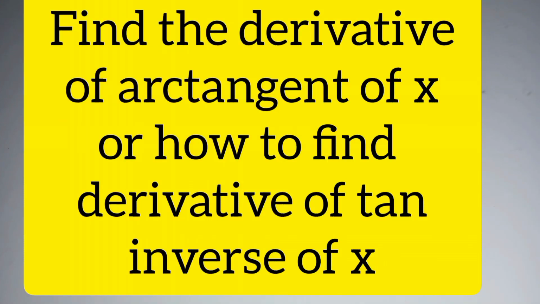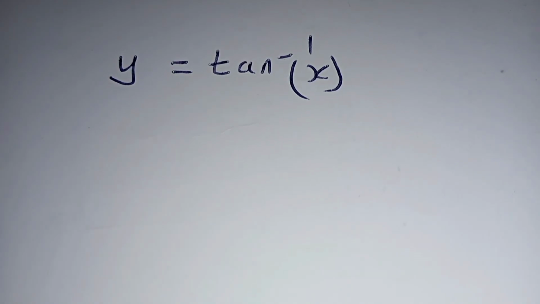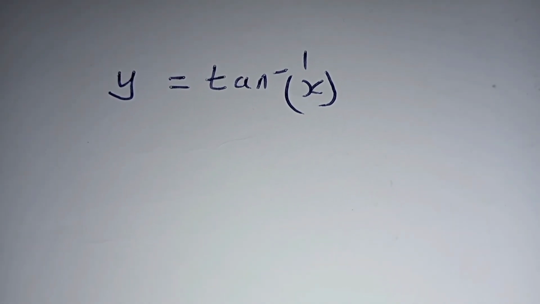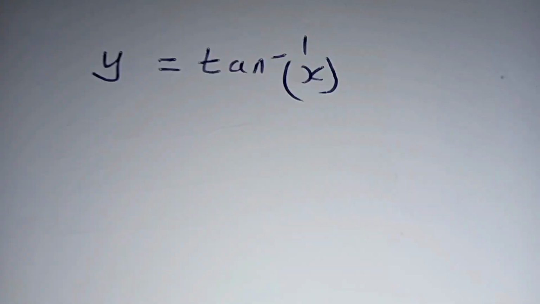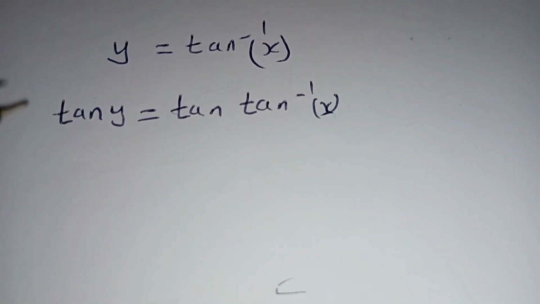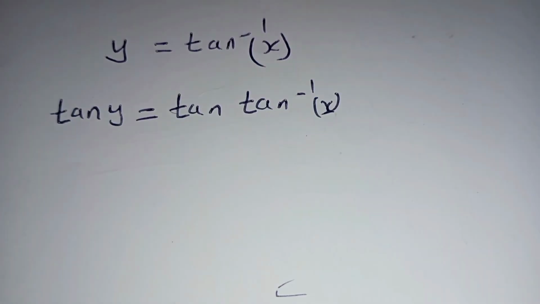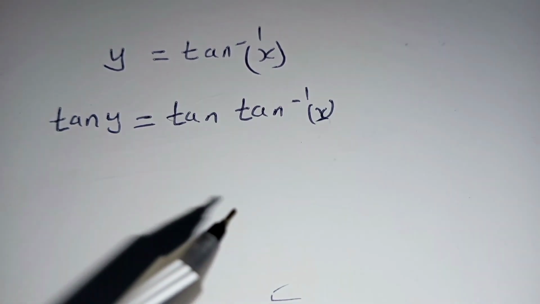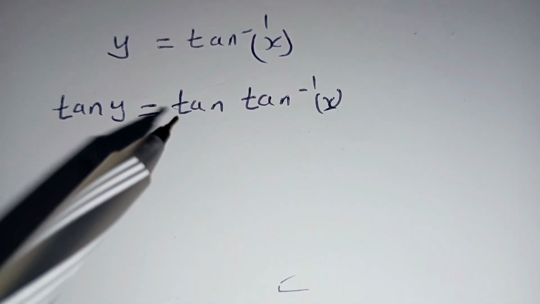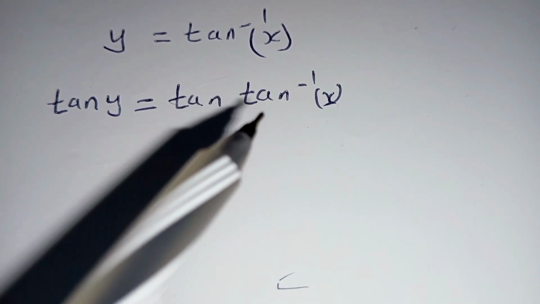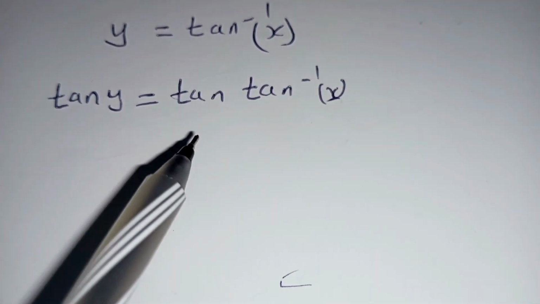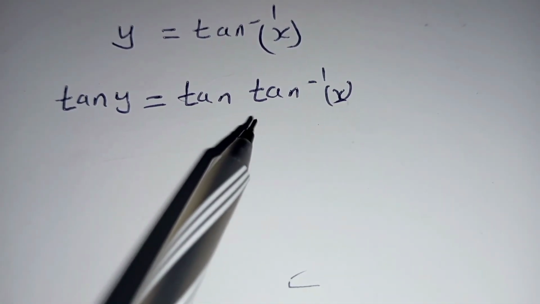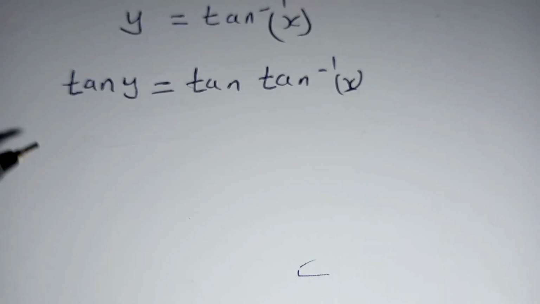Hello, in this video we are going to see how we can obtain the derivative of tan inverse of x. To begin with, you multiply both sides by tan. So on the left hand side we will have tan y, and on the right hand side we will have tan multiplied by tan inverse of x. And tan multiplied by tan inverse of x, the result will be x.